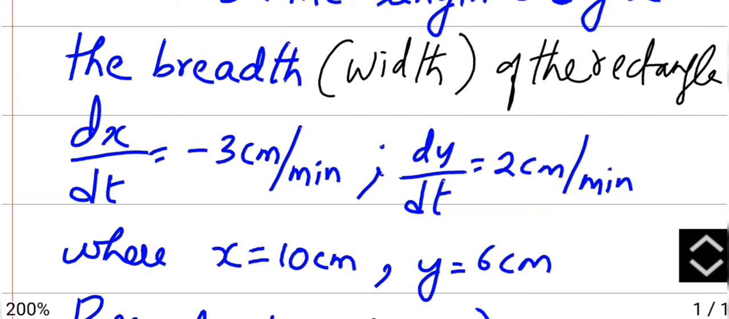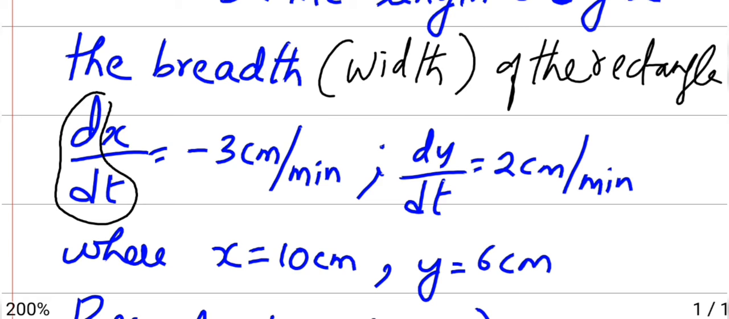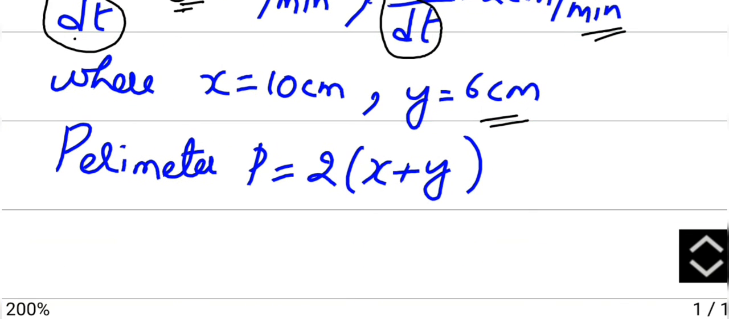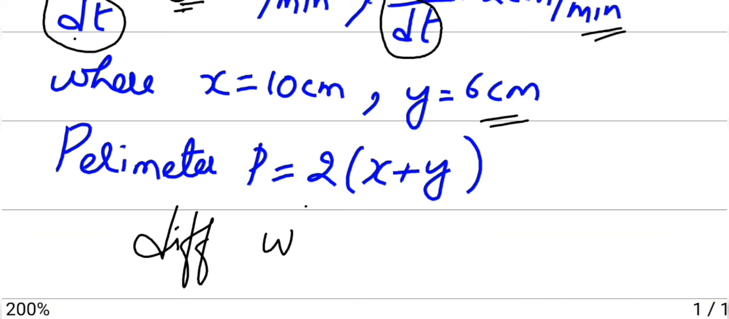Then they have given that there is a change in the length. Change means dx by dt is nothing but rate of change of length is decreasing, means minus sign you will consider, minus 3 centimeter per minute, and the change in the width is 2 centimeter per minute. And they have given what? They have given x is equal to 10 centimeter, y is equal to 6 centimeter. Now perimeter of a rectangle is 2 times of x plus y is the formula. Now differentiate with respect to time both sides.